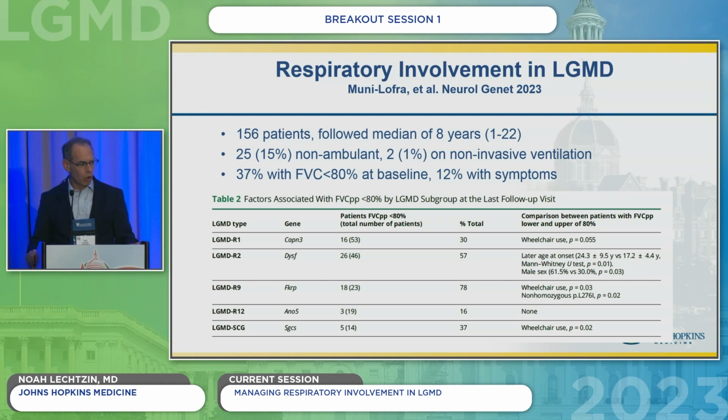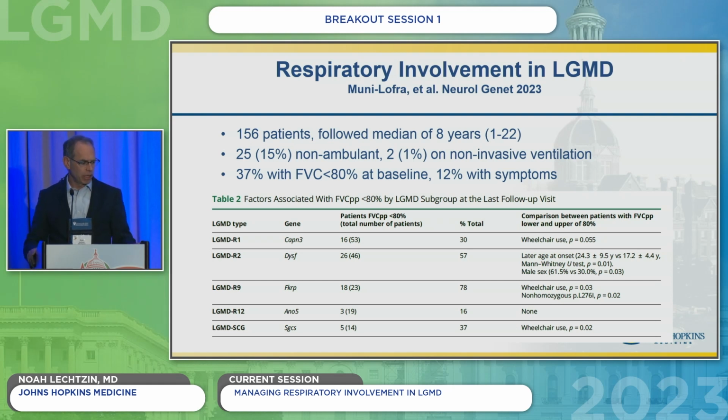And so almost 40% of their population had respiratory muscle weakness at baseline, but only 12% had symptoms. So just like we heard with cardiac impairment, a lot of patients with LGMD who have respiratory involvement aren't really symptomatic. So you need to pay attention and look for this.